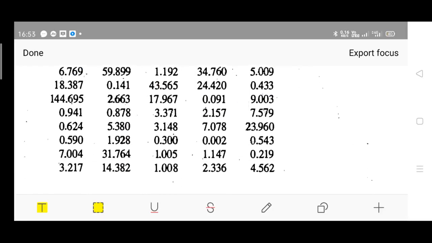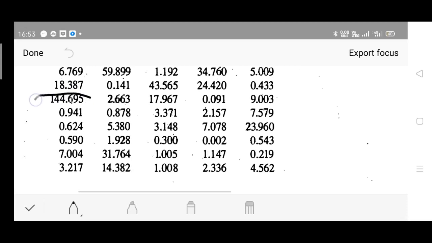Just check the highest value. This is the highest value among them, 144, as you can see, which I'll highlight. This is actually the highest value, 144.695 days. And most of the components, as you can see, have a lifespan of 0.002 days, 0.091 days, and 1.928 days.